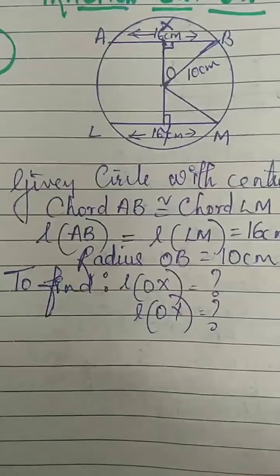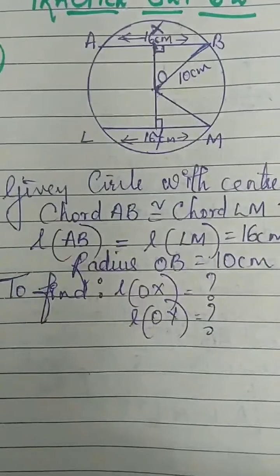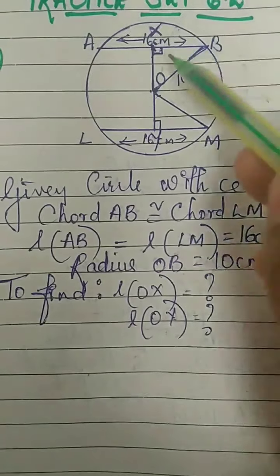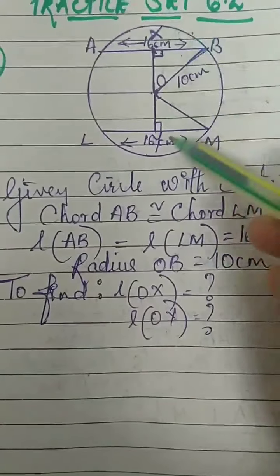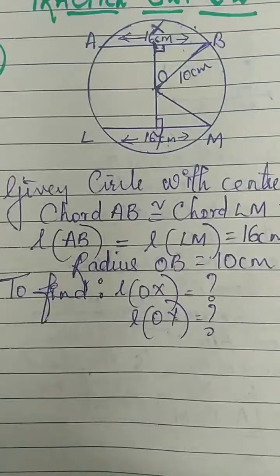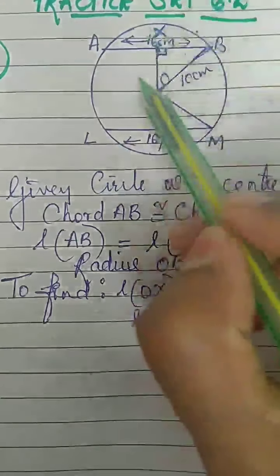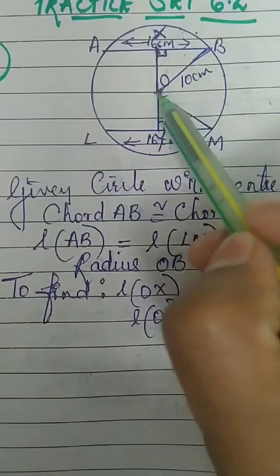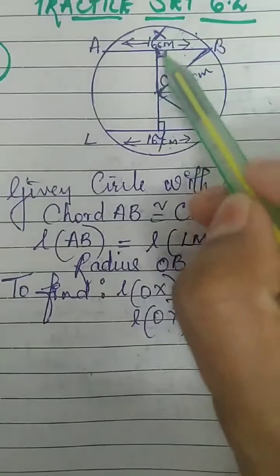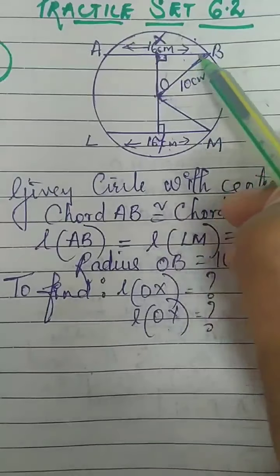Okay. So many of you might be saying this in your mind. Arey, OX and OY will be of the same length, no? Because the chords are equal. Chords are congruent, so the distance from the center will be the same. So we have to find this distance. We will take the right angle triangle like we did in these sums. Okay. Practice set 6.1. We have this right angle triangle OXB.